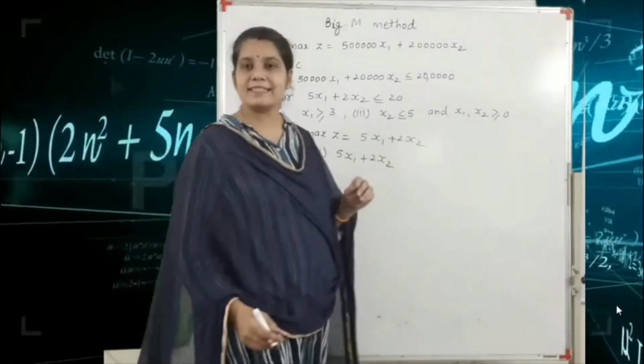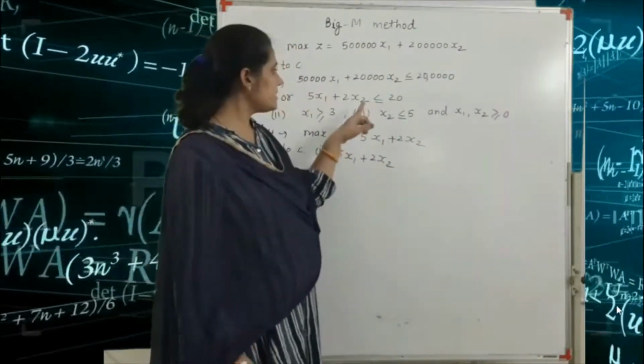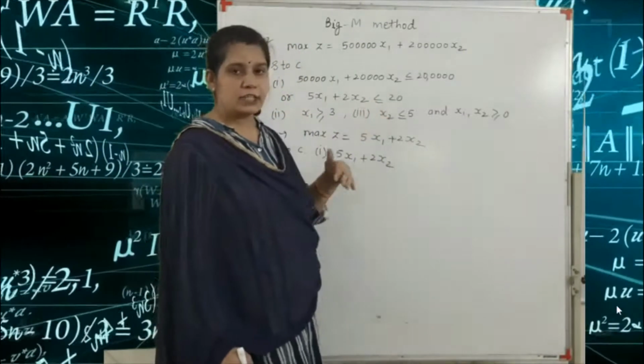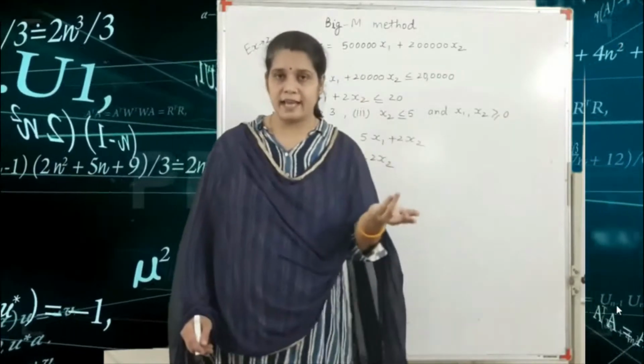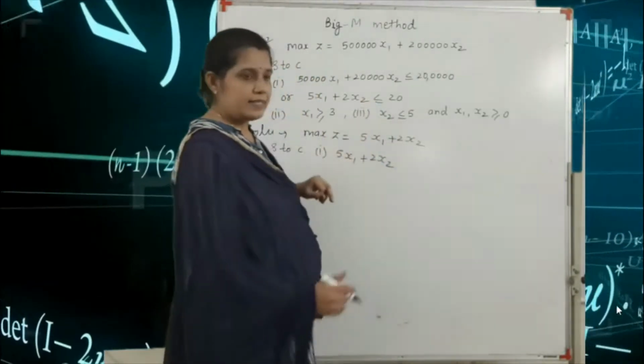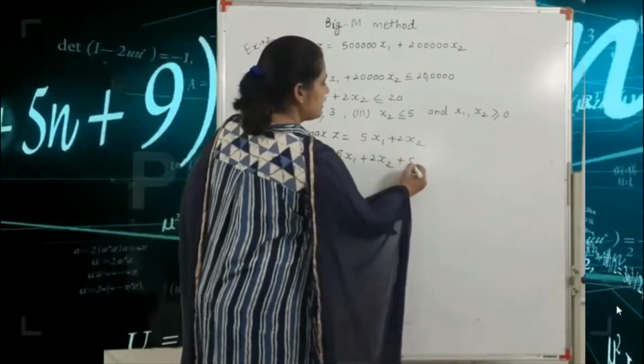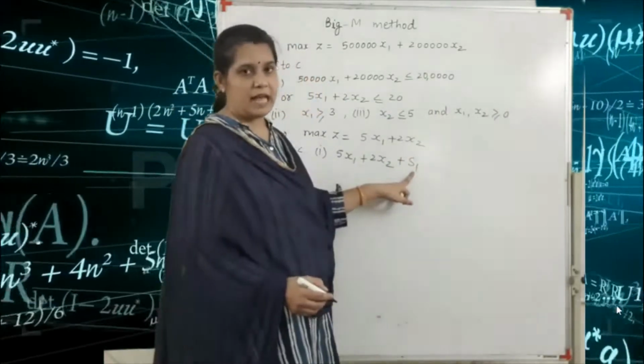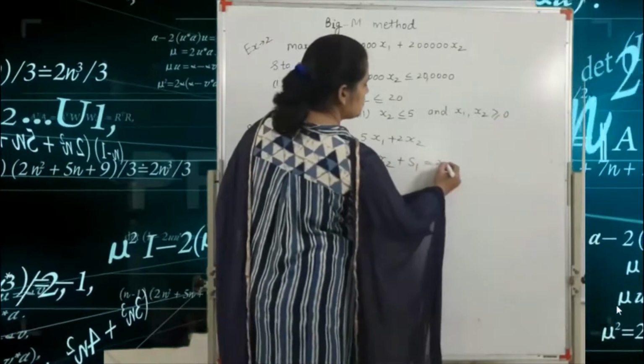Our first step is to convert the inequality into an equality. This is a less than or equal to type equation, so we add the slack variable s1, equal to 20.